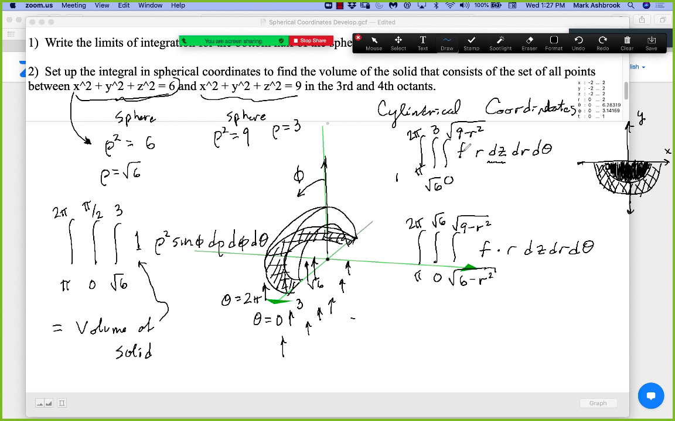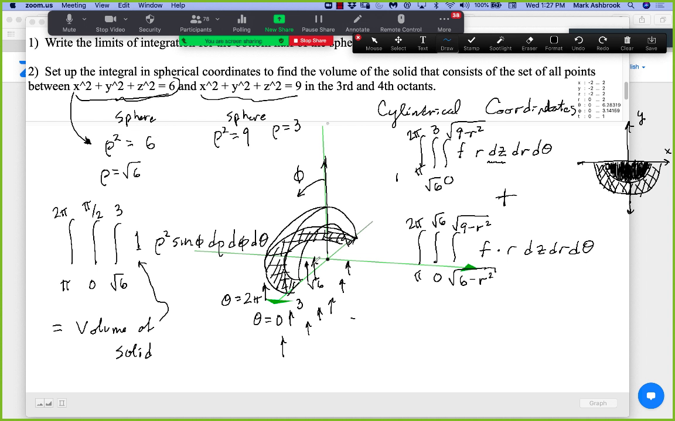Again, if we want volume, we make f equal to 1. But we're going to add these two together. Why do we need two triple integrals? Because the bottom surface with respect to z is split up between z equals 0 and z equals that smaller sphere in there when you're closer to the origin.